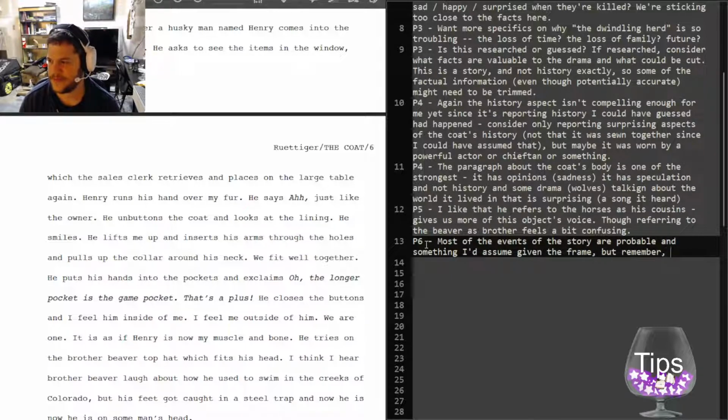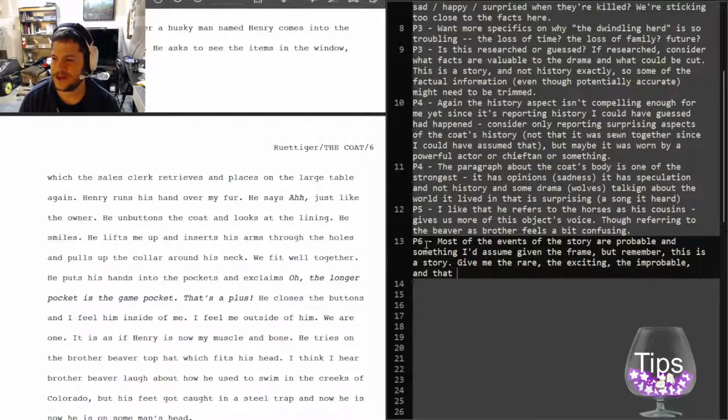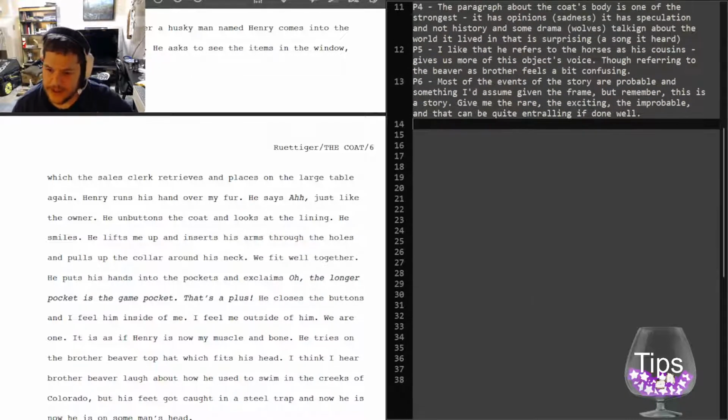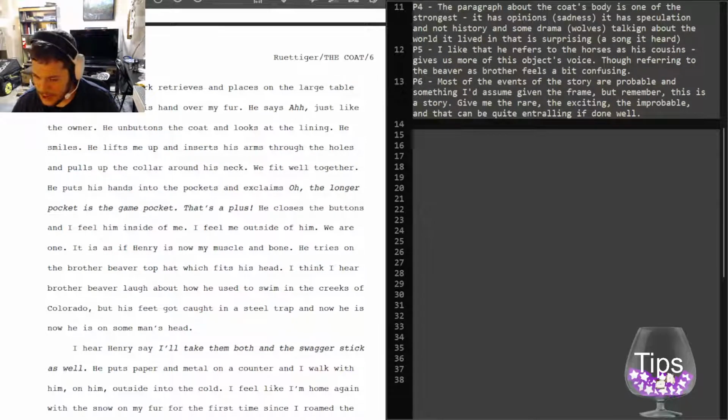But remember, this is a story. Give me the rare, the exciting, the improbable. And that can be quite enthralling if done well, even if it's in this historical style. I don't want to push you away from your vision because I think your vision is the priority. So evaluate what your goals are. If this is achieving your goals, then hey, that's great.